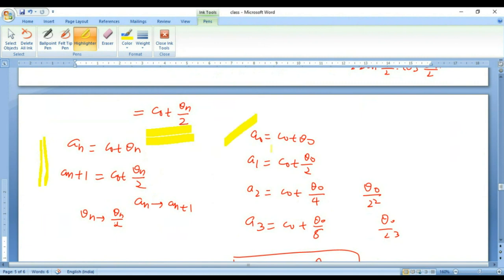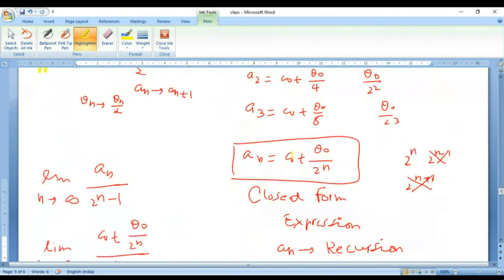So if a naught equals cot theta naught, then a1 you should get cot of theta naught over 2, a2 we should get cot of theta naught upon 4, and a3 we should get cot of theta naught upon 8, and so on. So we can write our answer as this expression for an: cot of theta naught over 2 to the power n, and of course n greater than or equal to 0, because that was the given thing.